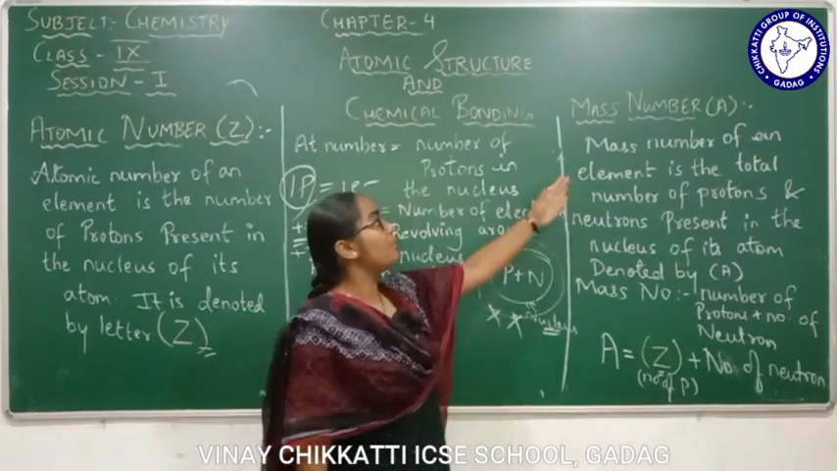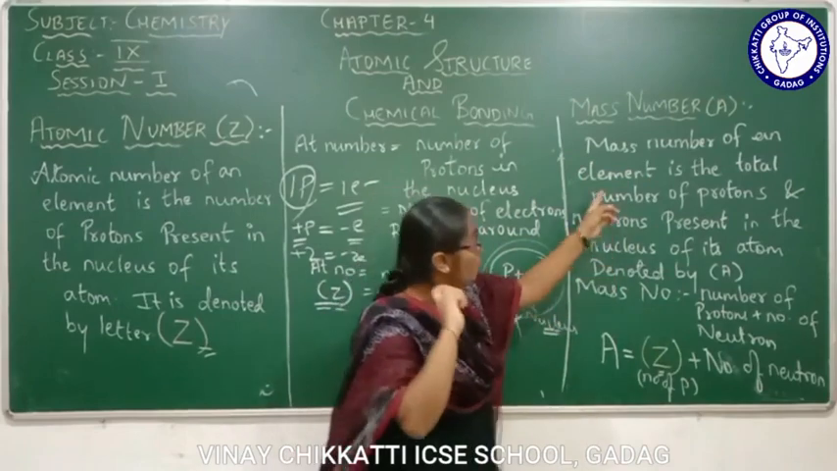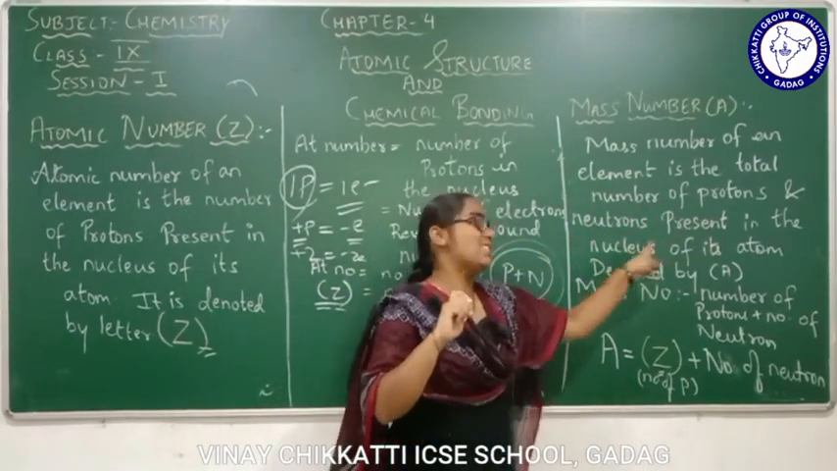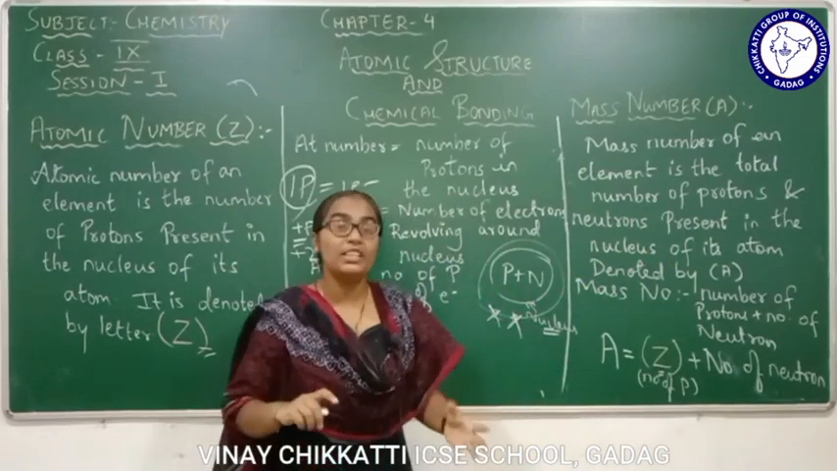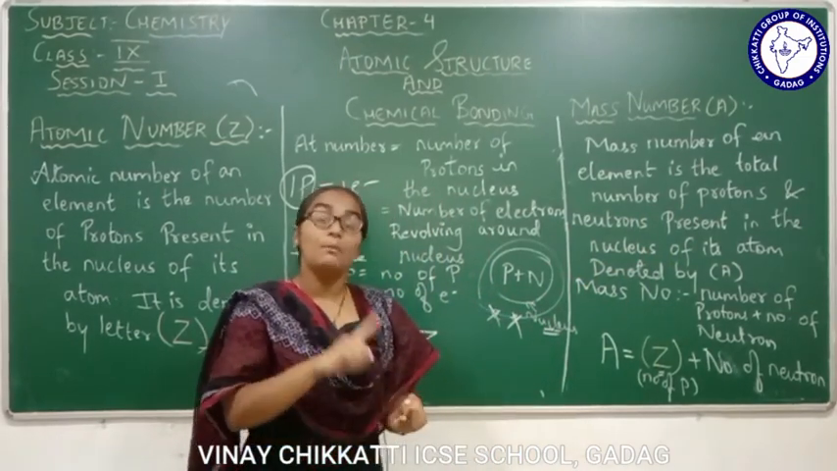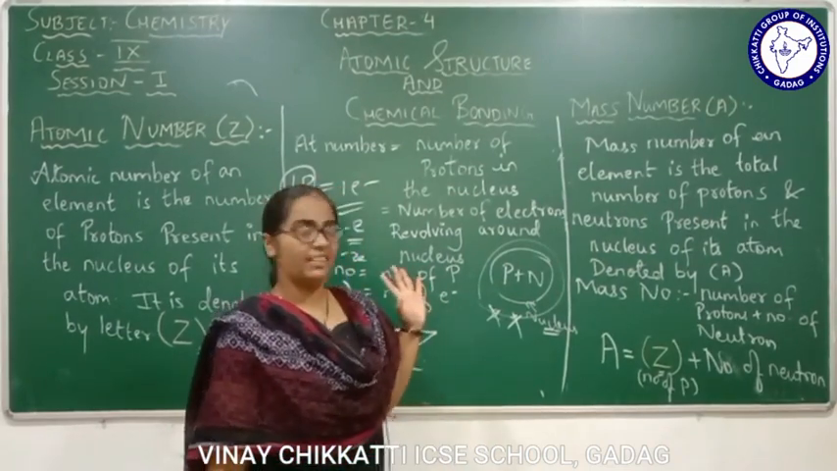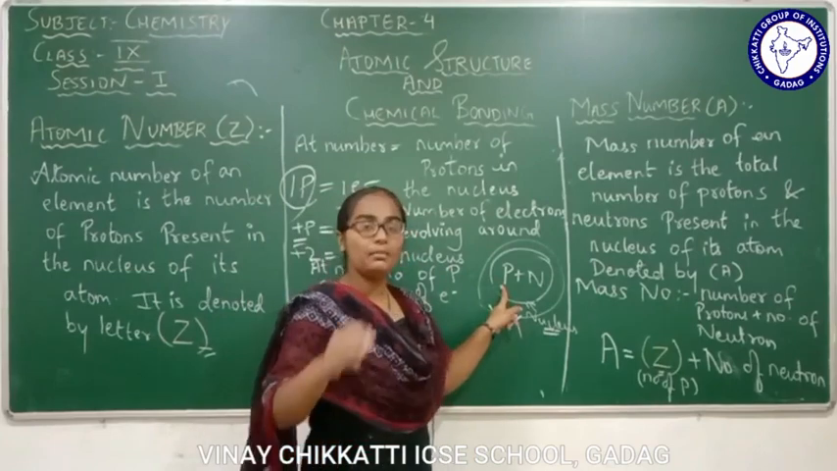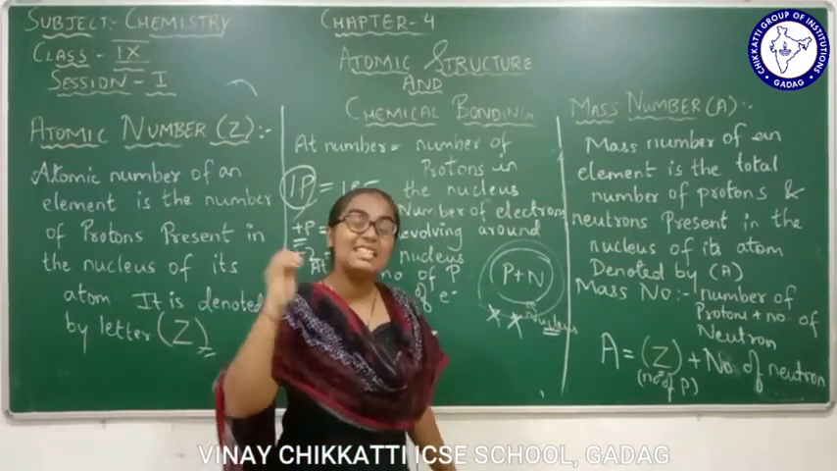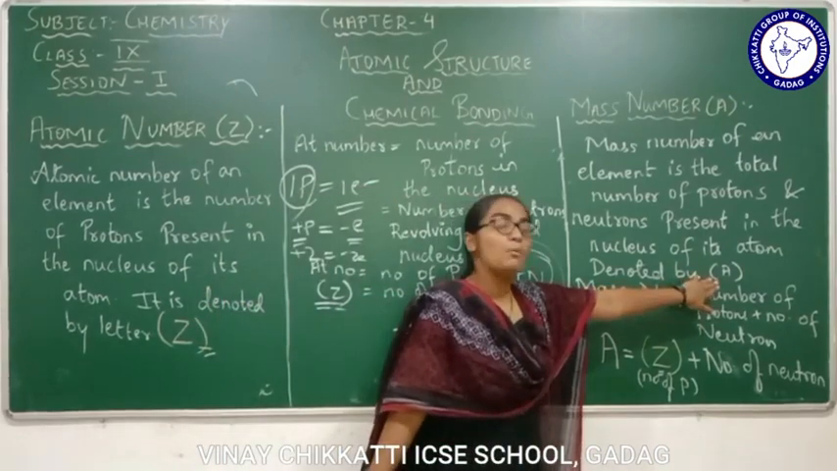So what is atomic mass number? The mass number of an element is the total number of protons and neutrons present in the nucleus, right? So the subatomic particles called protons and neutrons possess mass, and that becomes the ultimate mass of the atom, right? So atomic mass number is nothing but the mass of an atom which resides inside the nucleus, and it is denoted by the symbol A.